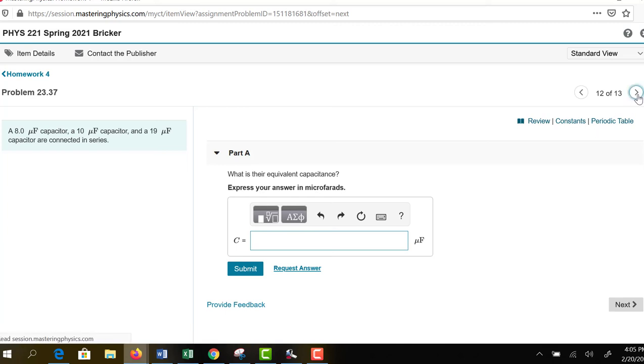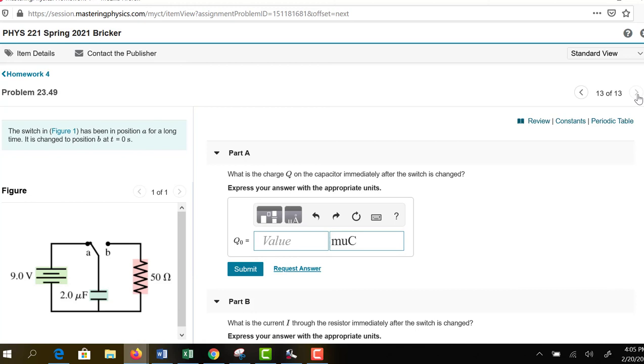And then finally, here's a circuit. We can take a look at this. The switch in figure 1 has been in position A for a long time. That means the capacitor has been charged up. What is the charge on the capacitor immediately after the switch is changed? So we're going to take the switch, move it from position A over to position B. If the capacitor is fully charged, it's charged up to 9 volts. You know its capacitance, 2 microfarads from the picture. You can figure out the initial amount of charge. Think back to what we did initially with capacitors.